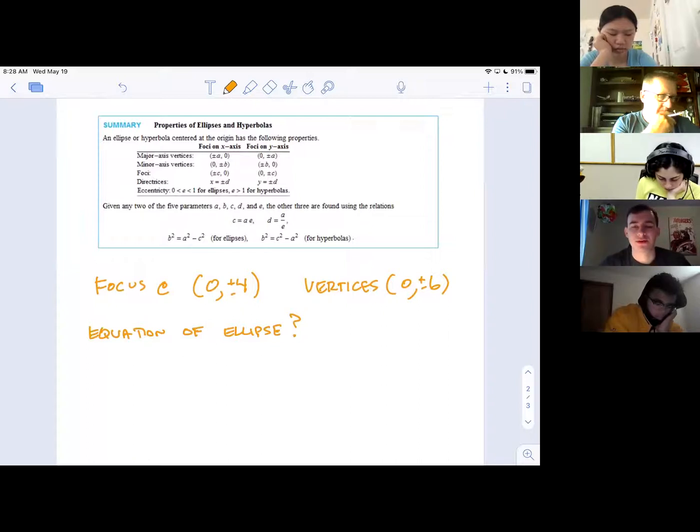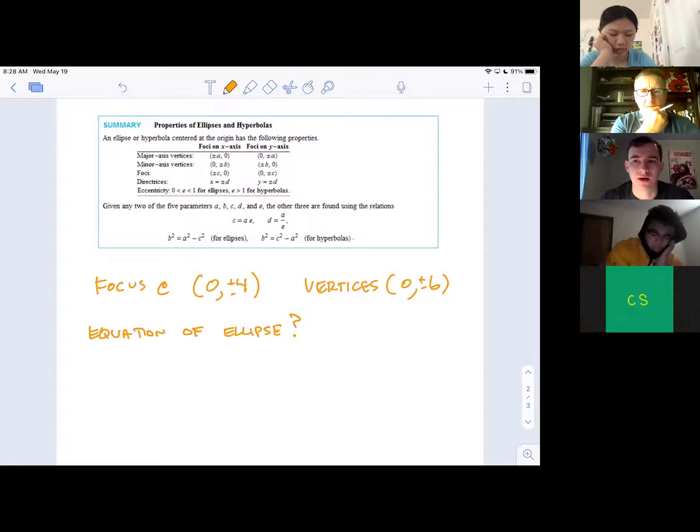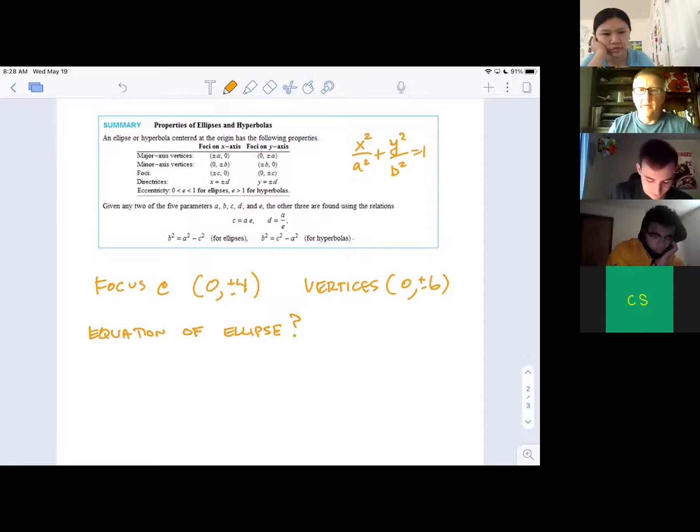So is this ellipse equation just based on the standard form, the ax squared plus bx, and then plus? No, the easier form. Because this one is centered at the origin, its equation is really x squared over a squared plus y squared over b squared equals 1. So in other words, all I need to know is a and b, and I've got the equation.